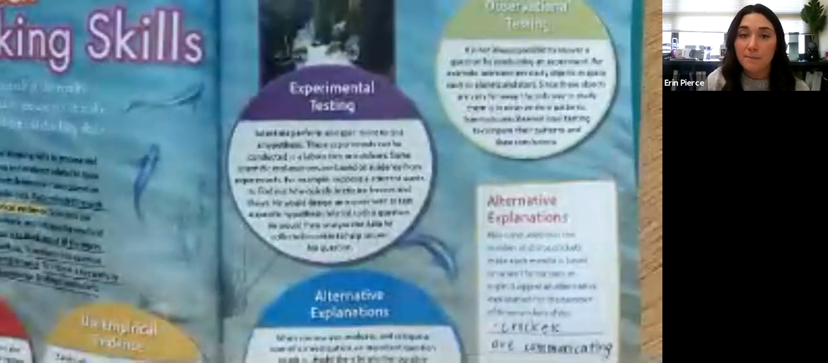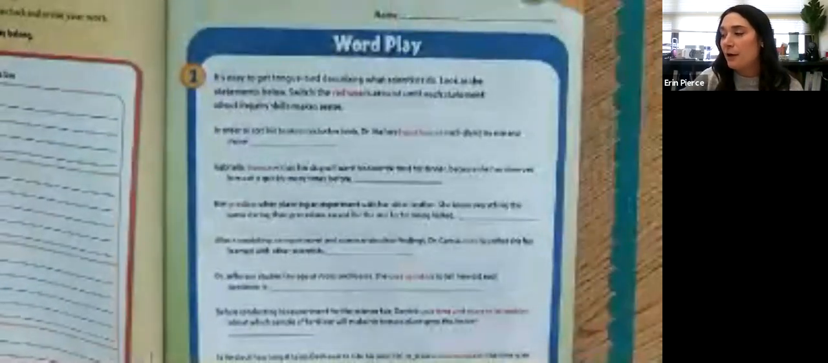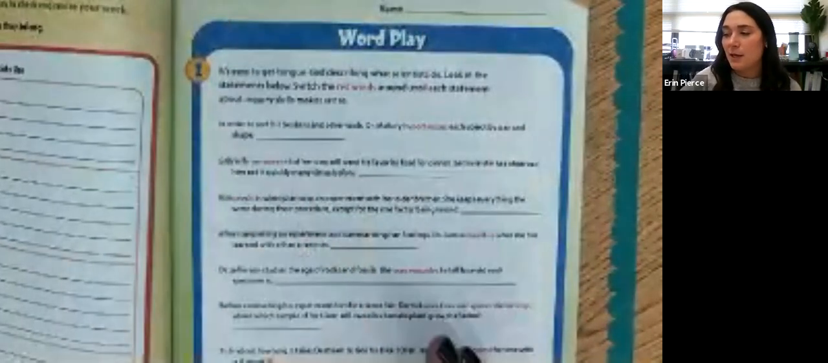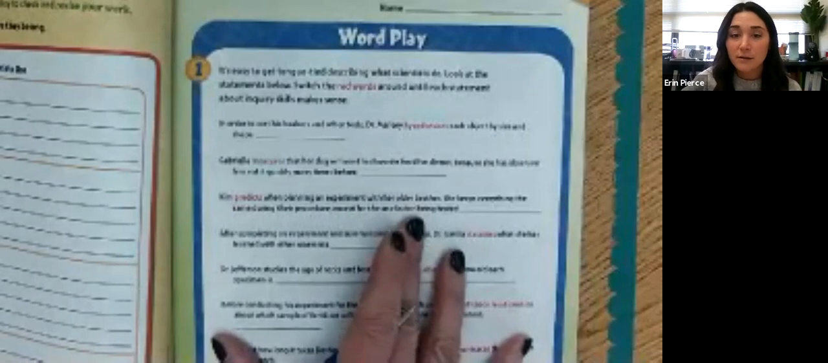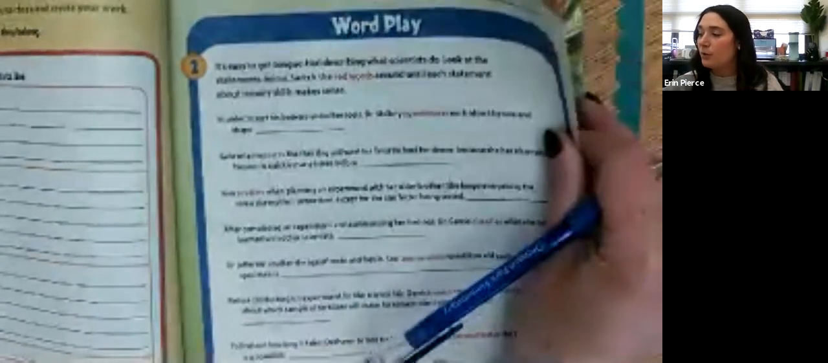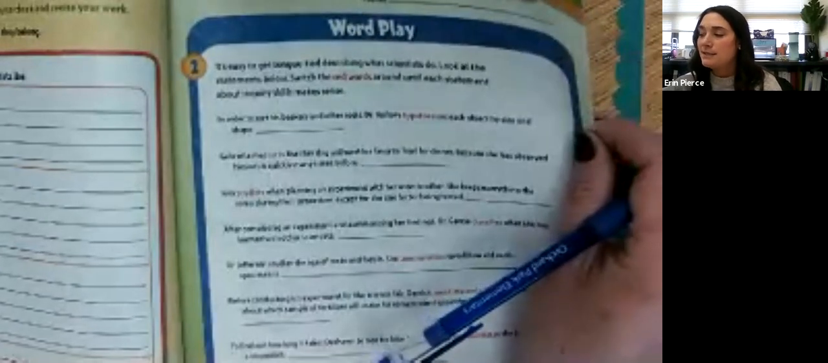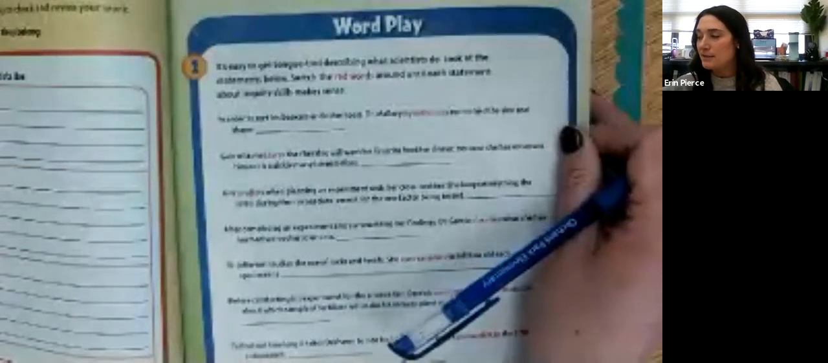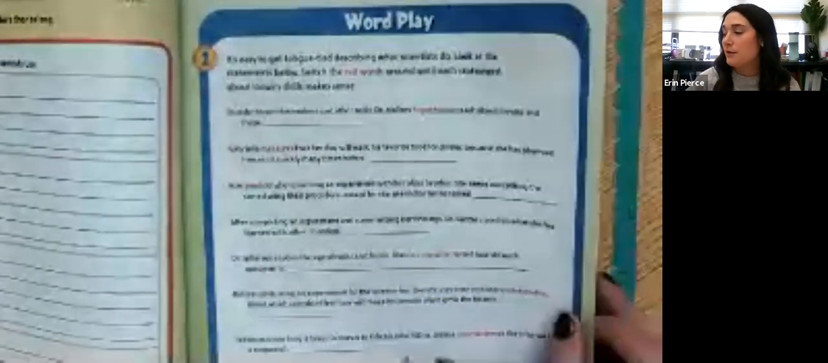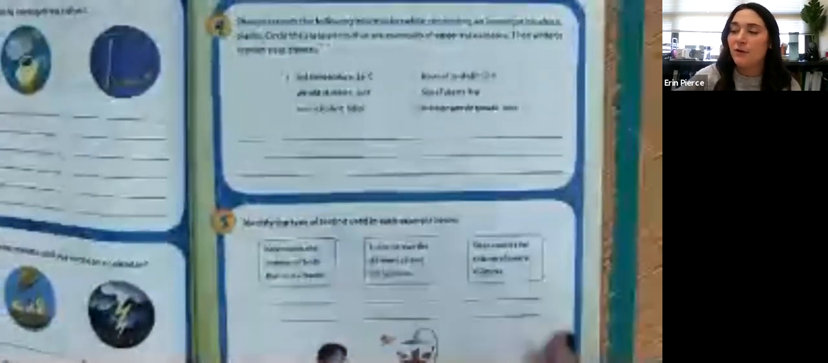Tomorrow, I just want to point out what you are going to be doing. Tomorrow, there is going to be a Google form that you fill out. You are going to be looking at this brain check, filling in the space by switching the red words around until each statement about inquiry skills makes sense. So you're going to be switching the word that goes on the line. And then I'm going to have you answer some of the questions.